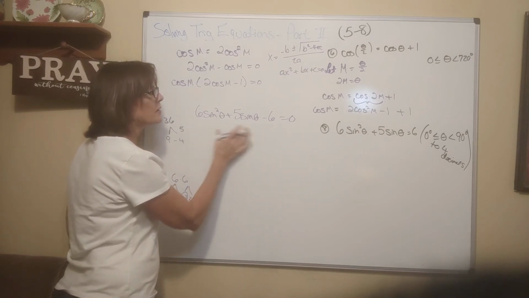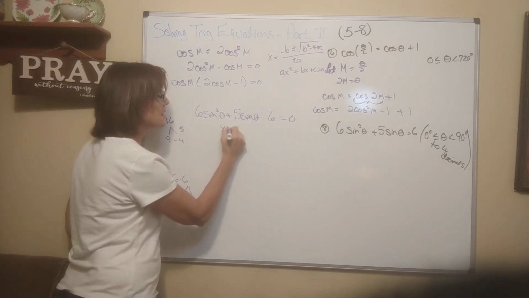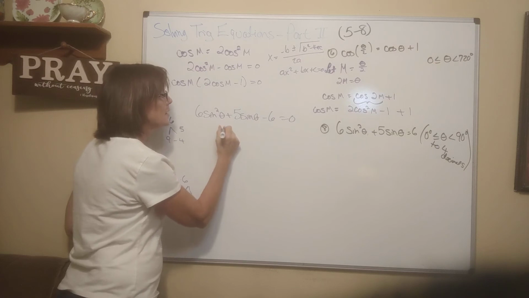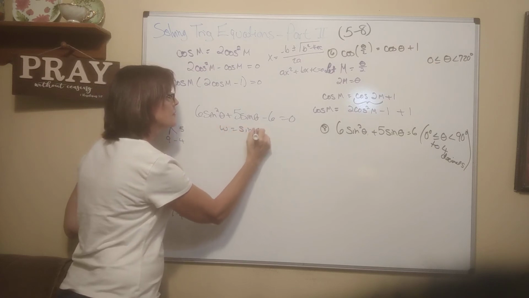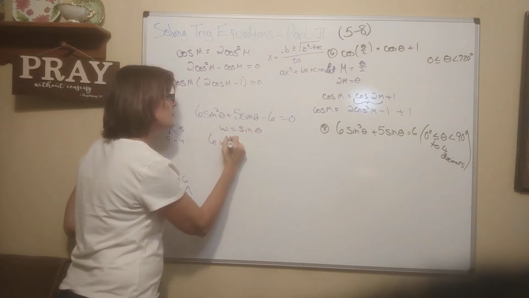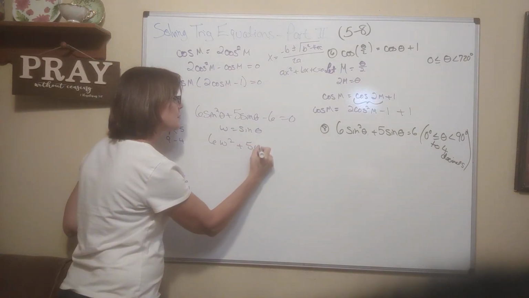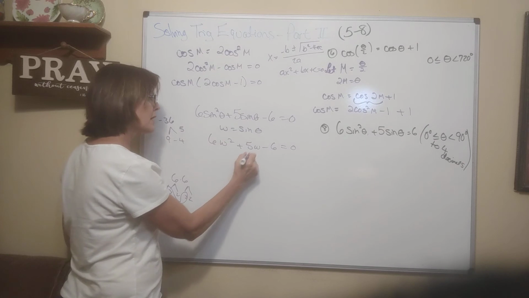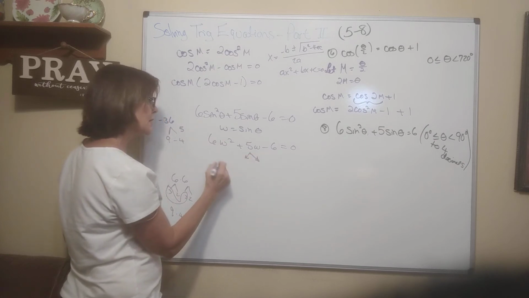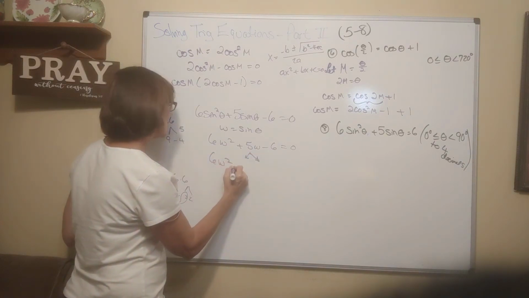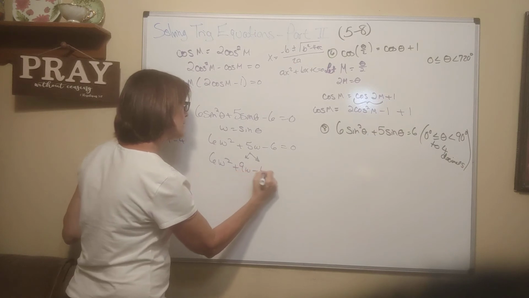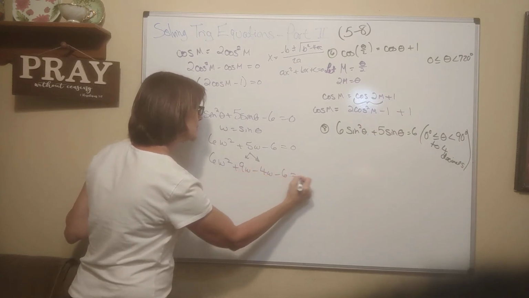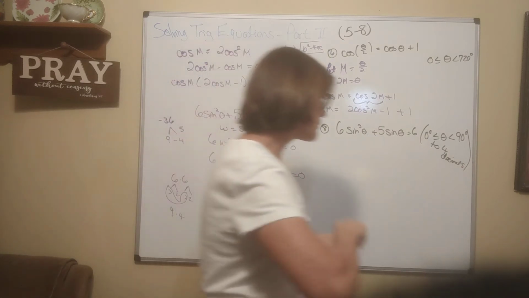If you get tired of the trig functions, let's let w equal the sine of theta. Then this is 6w squared plus 5w minus 6. If we want to factor this by rewriting the middle term, the AC method, 6w squared plus 9w minus 4w minus 6. Group the first two, group the second two.